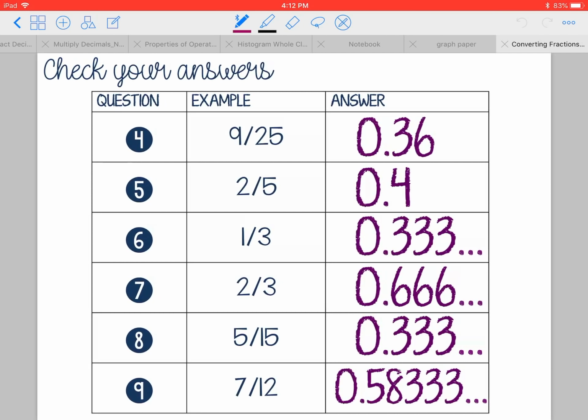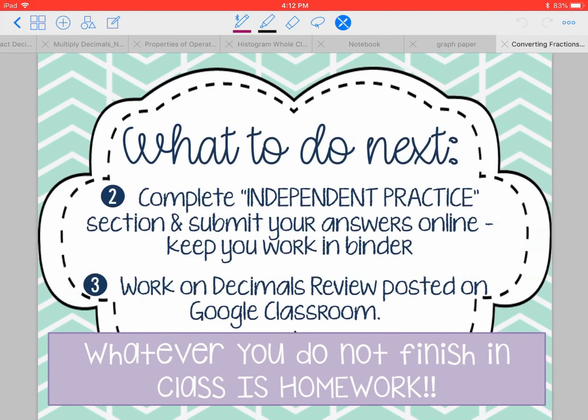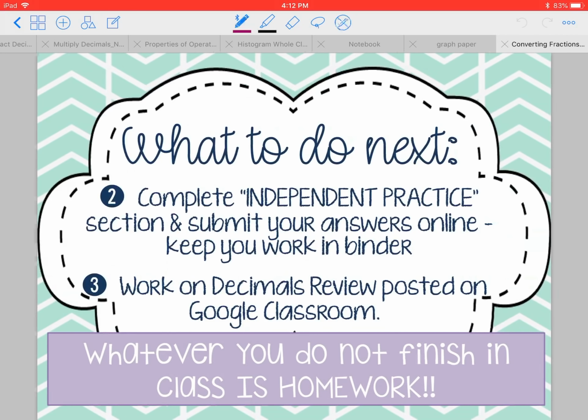So what I need you to do now is flip it over and start on the independent practice on the back. You're going to show all of your work on that paper, and then you're going to submit those answers on Google Classroom. Now, be careful because this is for a grade. The answers online are for a grade. Just keep the work inside your binder, and I'll look at it on Wednesday.